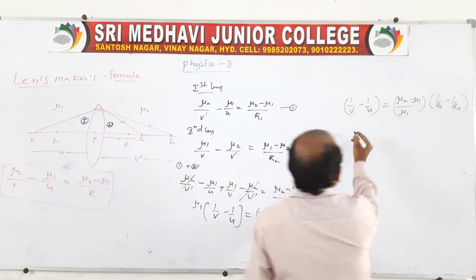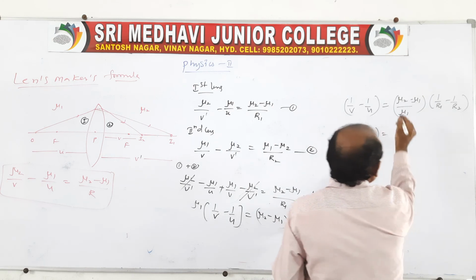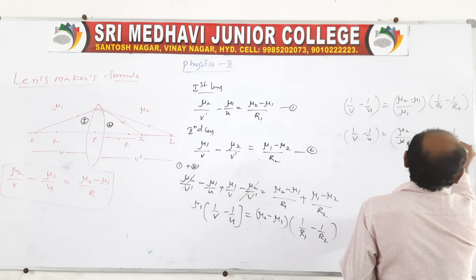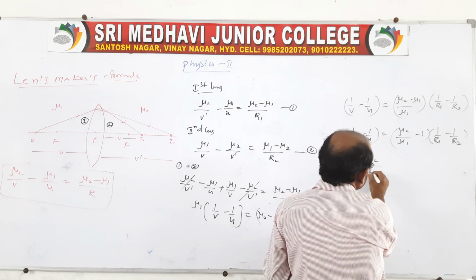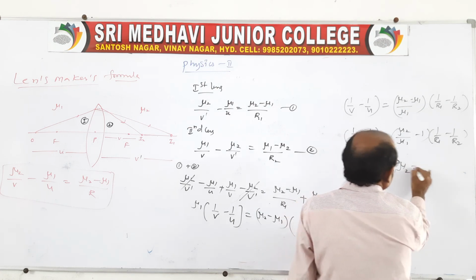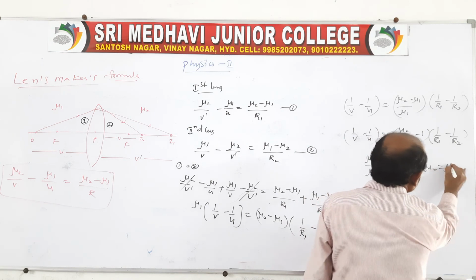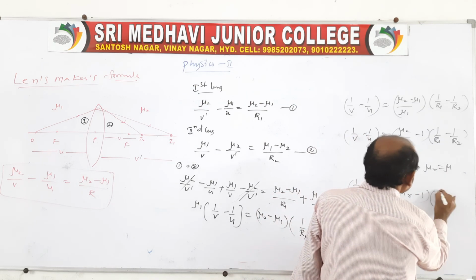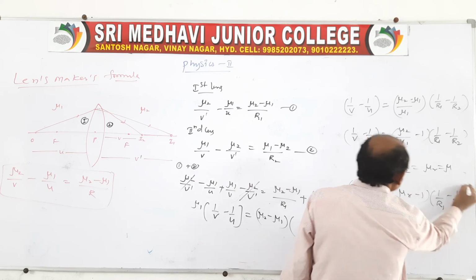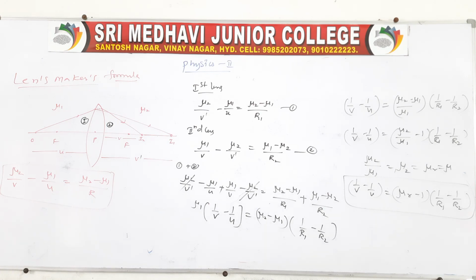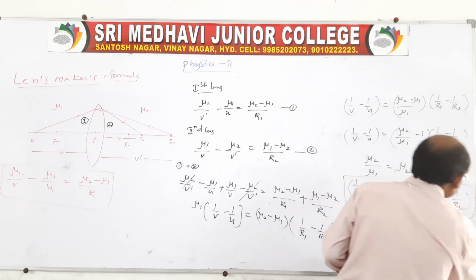In this case we can take 1 by v minus 1 by u is equal to, you take mu2 by mu1 minus 1, into 1 by r1 minus 1 by r2. So mu2 by mu1 is nothing but, as it is propagating from one medium to another medium, no? 2 with respect to 1, or we can also say mu r, or simply say mu also, no problem. 1 by v minus 1 by u is equal to mu r minus 1 into 1 by r1 minus 1 by r2. This is the lens maker's formula. You give it a number, it is 3. So this is about the lens maker's formula.